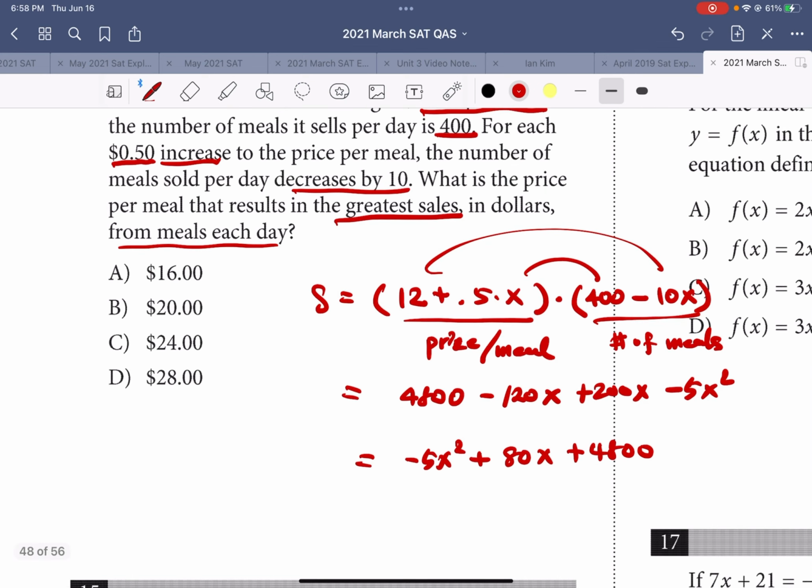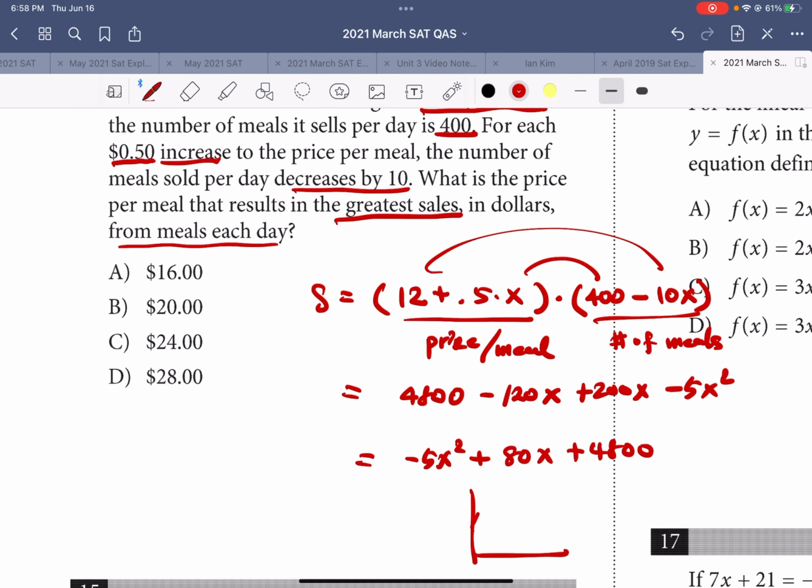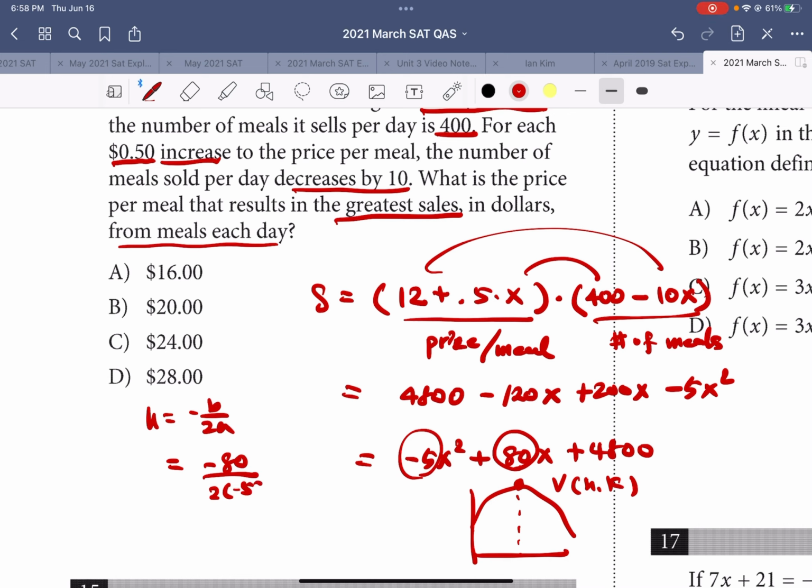Now, I know this opens downwards. So to have a maximum profit, maximum profit here, your vertex is H and K. So your H value is negative B over 2A. Okay. So A is negative 5, B is 80. So negative 80 over 2 times negative 5, which is 8. So now, 8 times you increase, then you're going to have a maximum profit. Okay? So this is S here, and this is X.